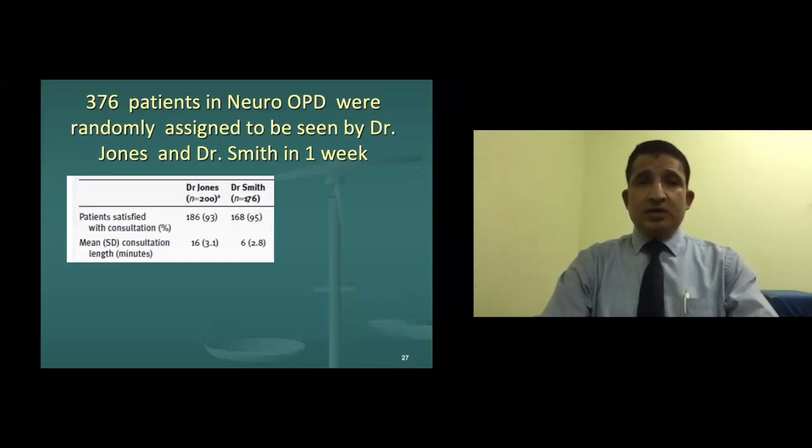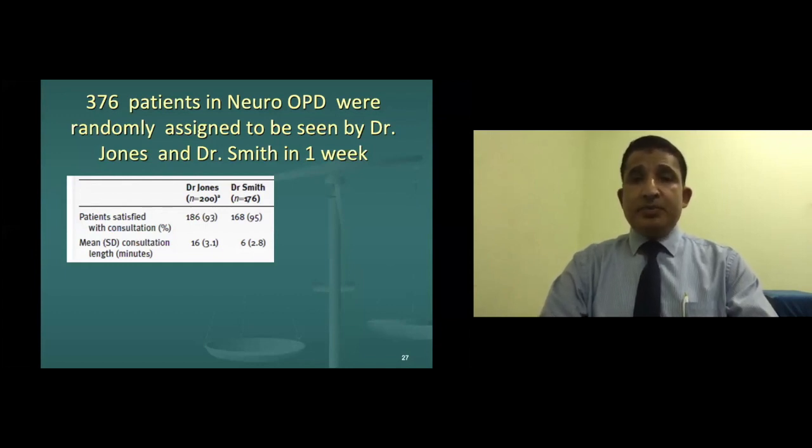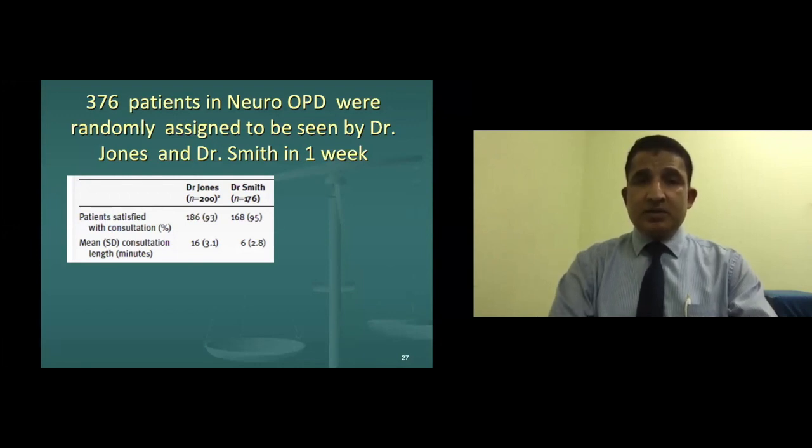This is what the initial result was. Dr. Jones saw 200 patients. Dr. Smith saw 176 patients. And in terms of patient satisfaction, 93% of the patients were satisfied with Dr. Jones, and 95% of the patients were satisfied with Dr. Smith. But in terms of consultation time, Dr. Jones on average takes 16 minutes to see one patient, and Dr. Smith finishes the patient in 6 minutes. And here is the standard deviation I just discussed. So the standard deviation is 3.1 and 2.8, fairly close.